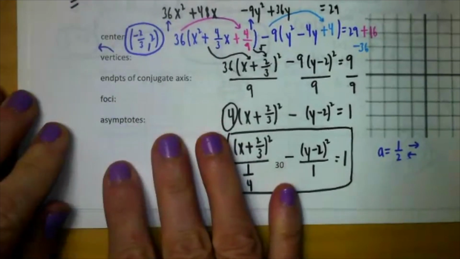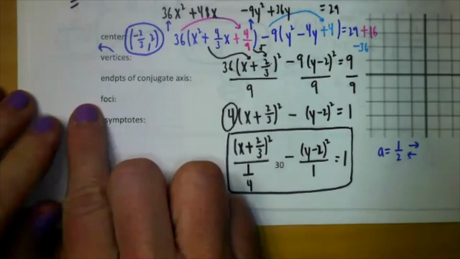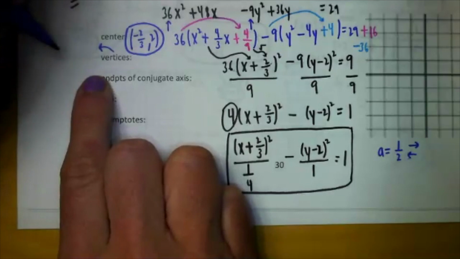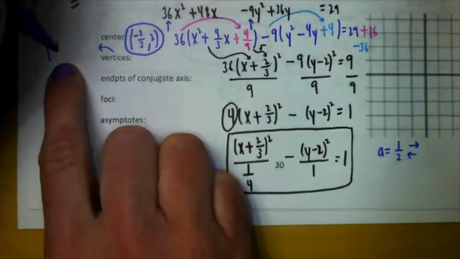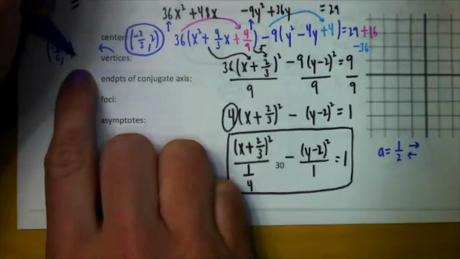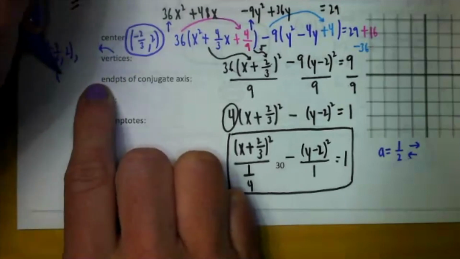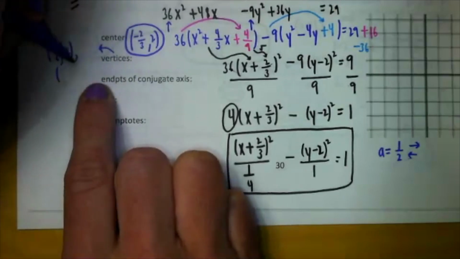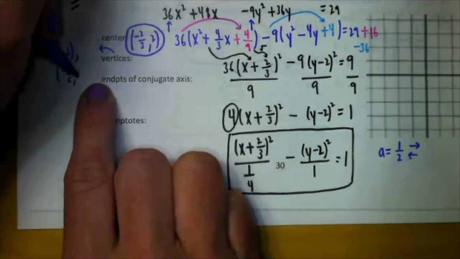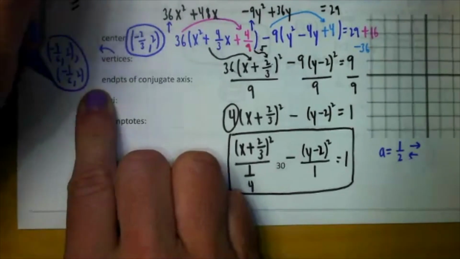I'll put them over to the side, if you can see that. So we're subtracting a half from -2/3, and we get -7/6, comma 2. And if we add a half to -2/3, you're up to -1/6, comma 2. So this is what we'll use for vertices when we go to graph this.